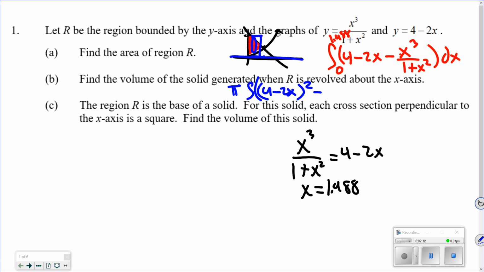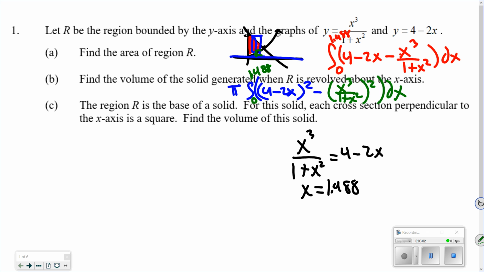That's the distance. I'm going to do this in a different color. They're very colorful up here. The distance from there to there. So that's just that bottom function. That would be x cubed over 1 plus x squared, squared. And then I know we're still going from 0 to 1.488. Thankfully, that's a calculator problem. We can just punch that in there, and that ought to give us our answer.